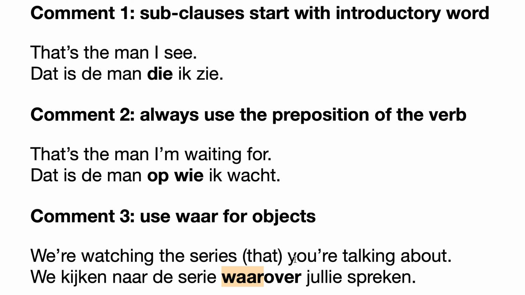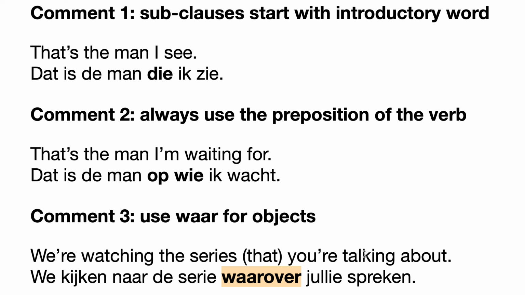Well, that's not easy. And indeed, it isn't easy. But in Dutch, as we said, you need to start a subclause with some word that introduces the subclause. If you're combining those two sentences, there needs to be something in between. It can also be because, like omdat, but here there's no because, so you have to use this one. And can you simply say dat? We kijken naar de serie dat jullie spreken. No, there's a preposition here. So then, if there's a preposition, you have to use waarover.